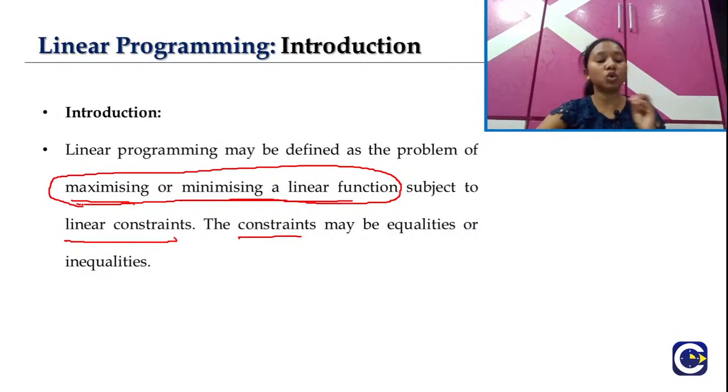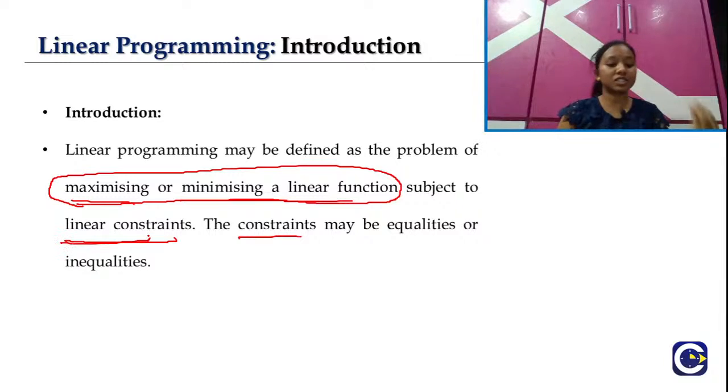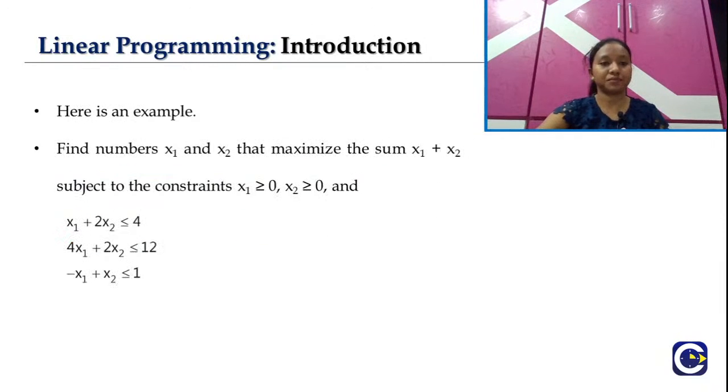So let's just have a look at an example of linear programming in order to understand what a linear function is which we are maximizing or minimizing, and what linear constraints that function will be subject to. Here, in words, I have mentioned that they will be subjected to some linear constraints. So you might wonder what those linear constraints could be. To clear all those small doubts, we'll have a quick example for linear programming.